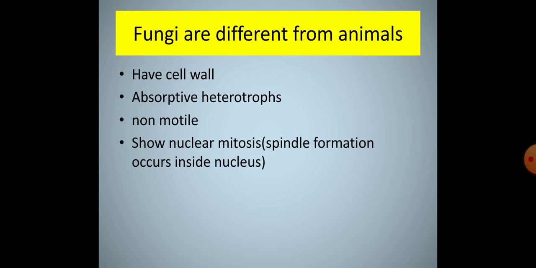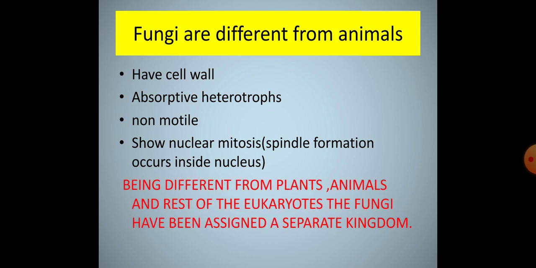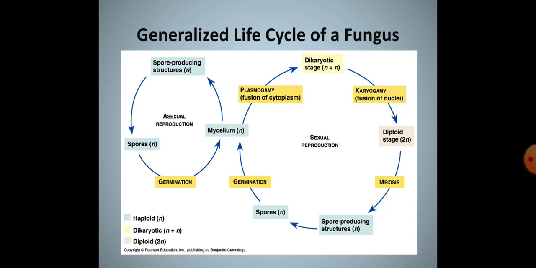And a unique feature among fungi is nuclear mitosis, which means during cell division, spindle formation occurs inside the nucleus, so the nuclear membrane is retained and is not disintegrated. Being different from plants, animals, and the rest of the eukaryotes, the fungi have been assigned a separate kingdom.